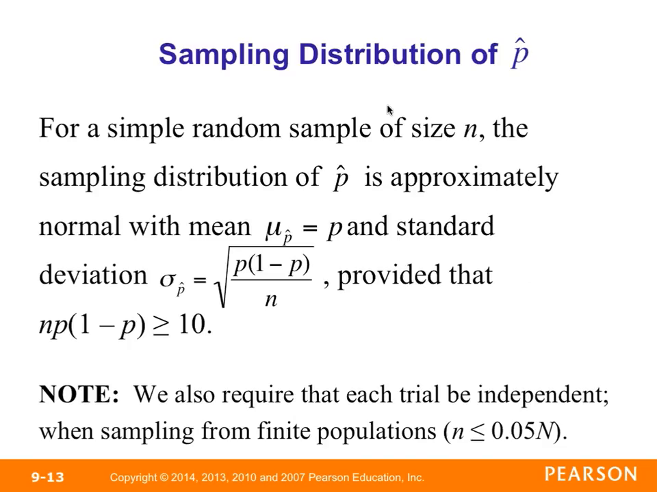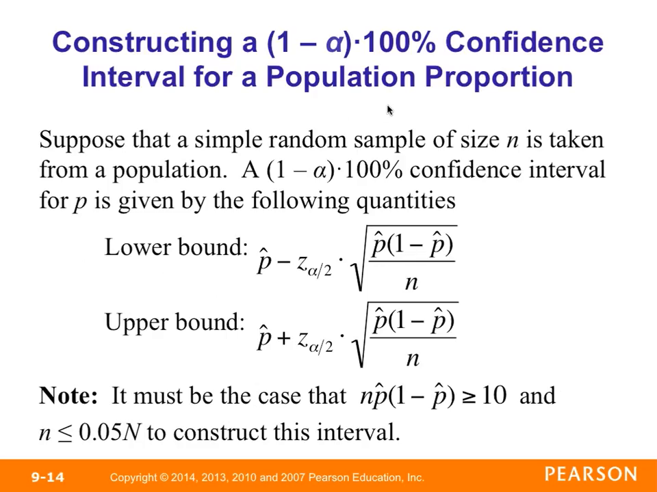For a simple random sample of size n, the sampling distribution of p hat is approximately normal with mu of p hat equal to p and the standard deviation equal to the square root of p times 1 minus p over n, provided that n times p times 1 minus p is at least 10. We also require that each trial be independent when we're sampling from finite populations, so n has to be less than 5% of your actual population size. This should be reviewed; it is from the last chapter as well.